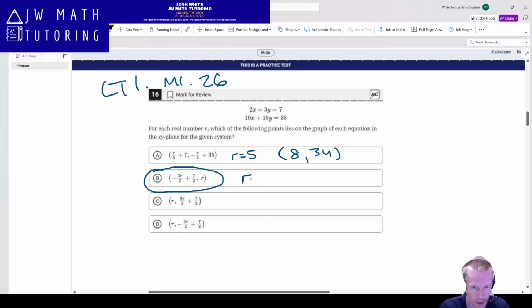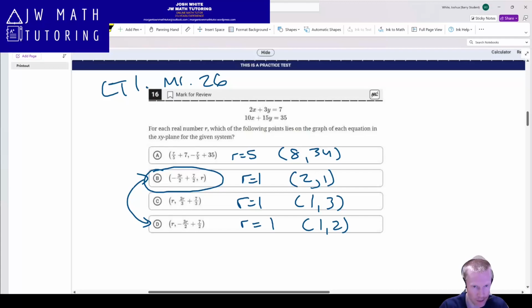For B, I just let r equal 1, and the reason is because even though you see fractions here, since you're adding them, just keeping the numbers on top is fine because what ends up happening is you get -3 plus 7, which is 4, and then the 4 divided by 2 just reduces to 2. So you just get the nice point 2 comma 1. For C, I let r equal 1 again, and you get a nice point of 1 comma 3. For D, I let r equal 1 again, and you get a nice point of 1 comma 2. Notice D is just the opposite of B. They just switch the x and y coordinates.